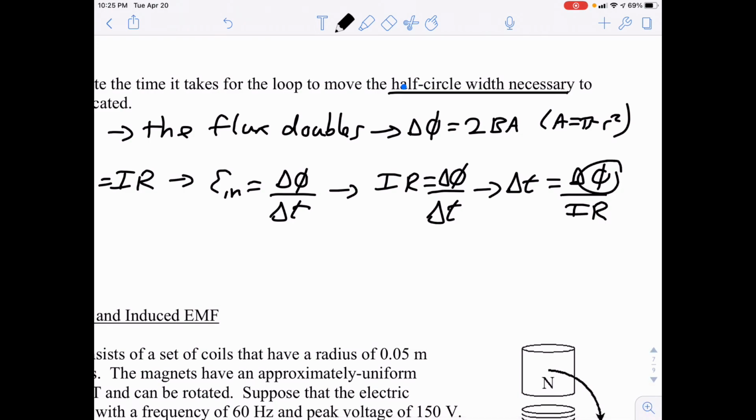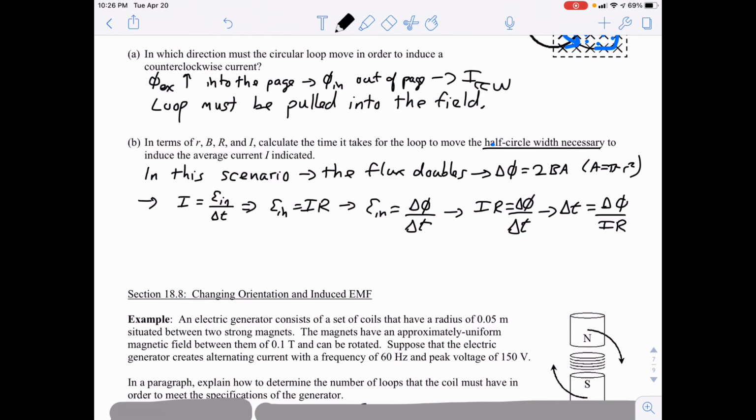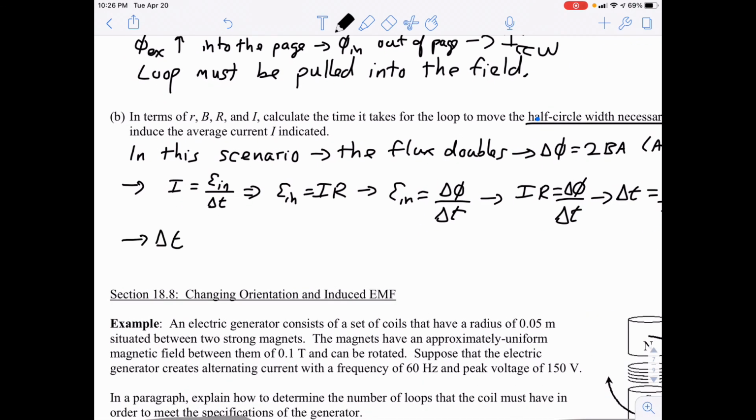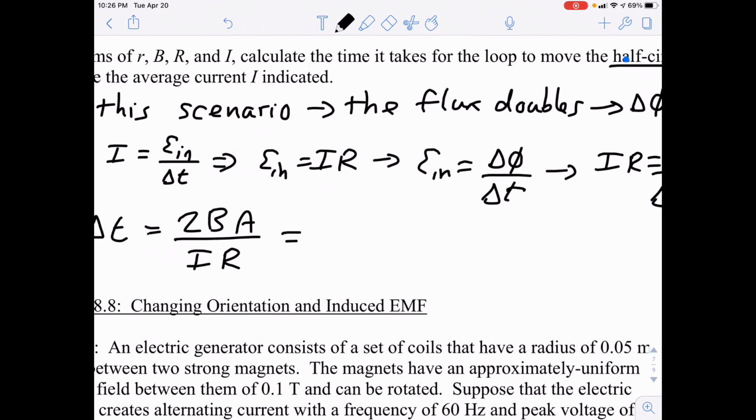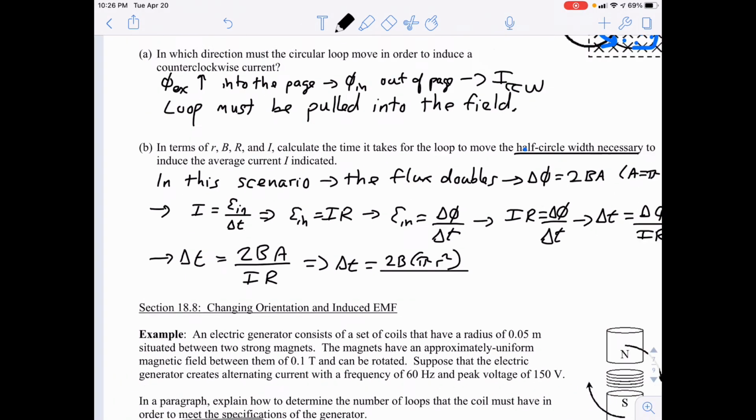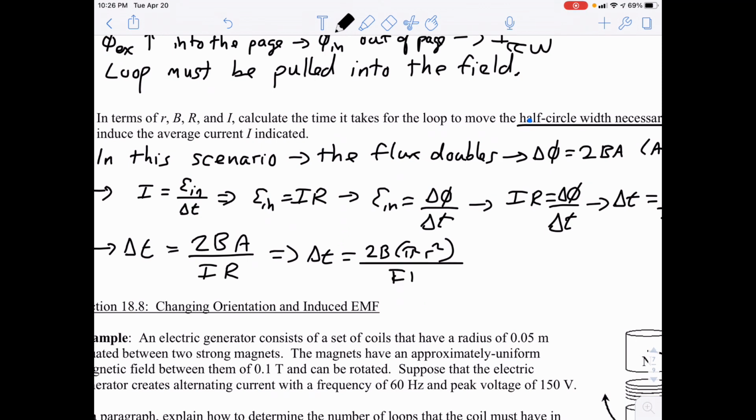Now we just need to write this in terms of more appropriate variables, the ones listed here. And this would change to delta T is equal to delta flux, which would be 2 times B times A over I times R. Okay, and what is A? This is the same thing as 2 times B times pi r squared over I times R.